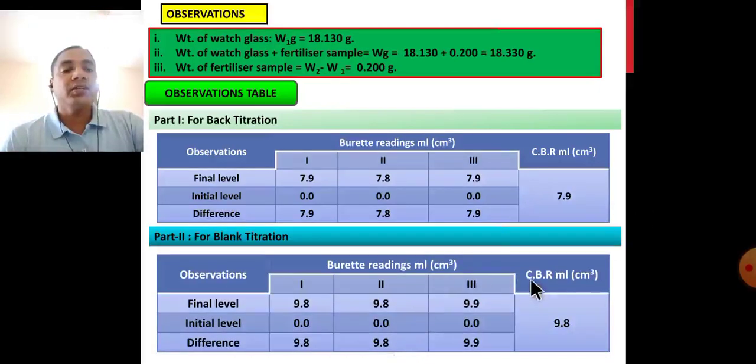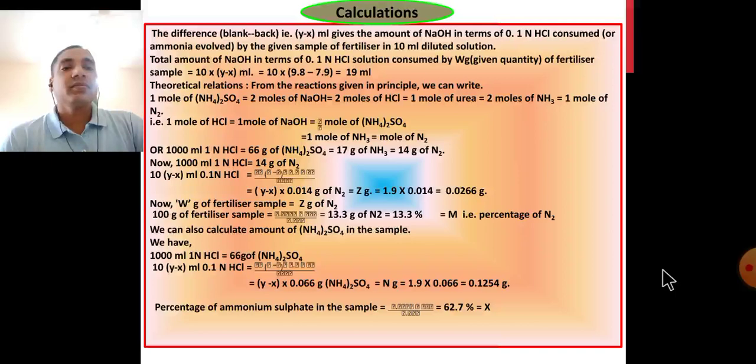Blank titration observation, burette reading. Final level, initial level, difference: 9.8, 9.8, 9.9. The difference between final and initial is 9.8, 9.8, 9.9, and the constant burette reading is 9.8.